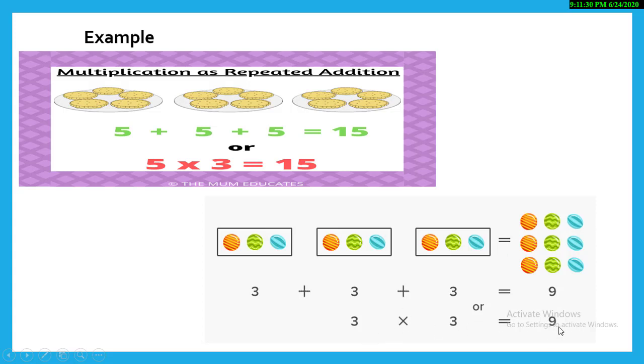So in multiplication, we must make sure that all the groups have the same number of items, or we won't get the same answer. This is also another trick that will help you out.